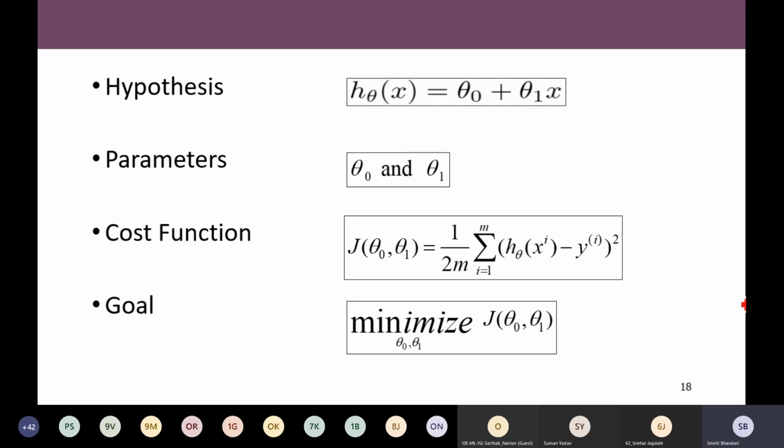And what is our goal? Our goal is to minimize the cost function J of theta 0, theta 1 such that it will give me the optimized values of theta 0, theta 1. Got it?